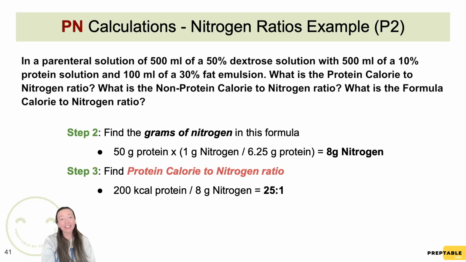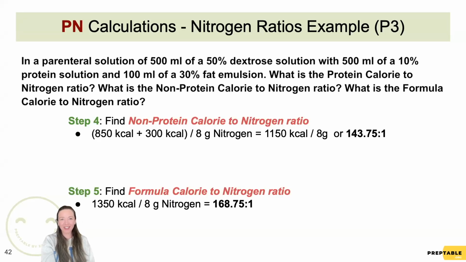Next, let's calculate the non-protein calorie to nitrogen ratio as well as the formula calorie to nitrogen ratio. Starting with that non-protein calorie to nitrogen ratio, we sum up the total non-protein calories from carbs and fats. Then we're going to divide that by the grams of nitrogen. So 850 kcal from dextrose plus 300 kcal from lipids, that equals 1,150 kcal. We divide that by 8 grams of nitrogen, and that equates to 143.75 to 1 for the ratio.